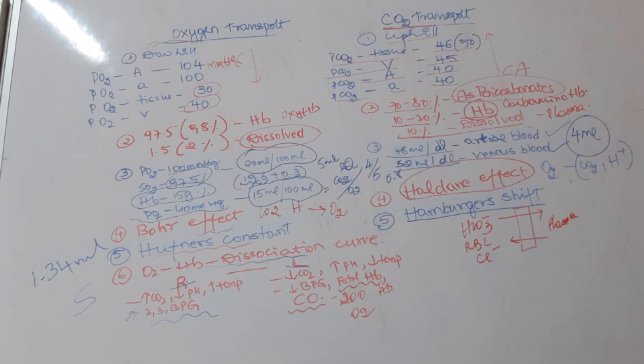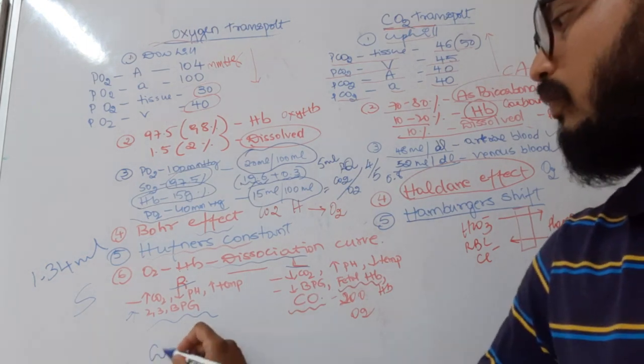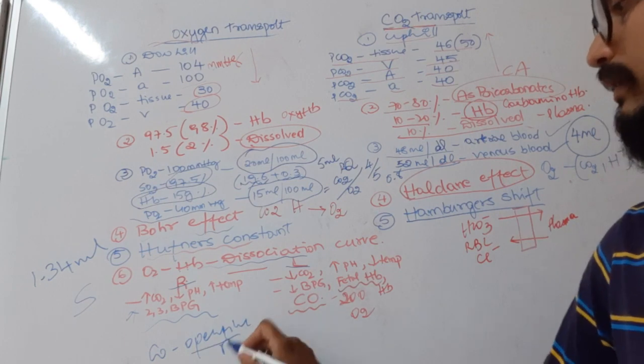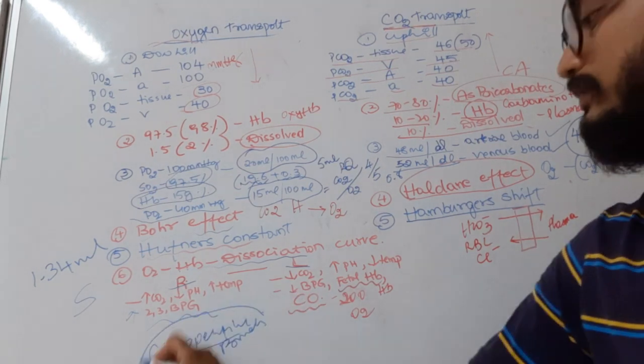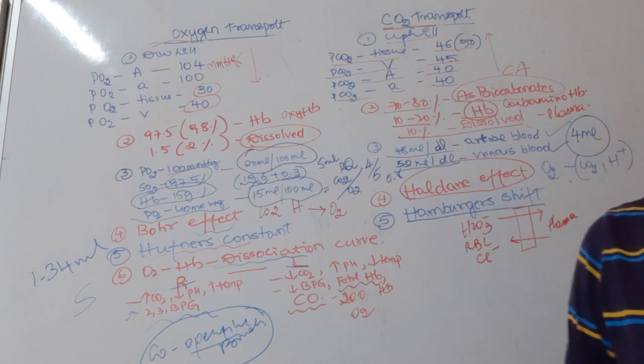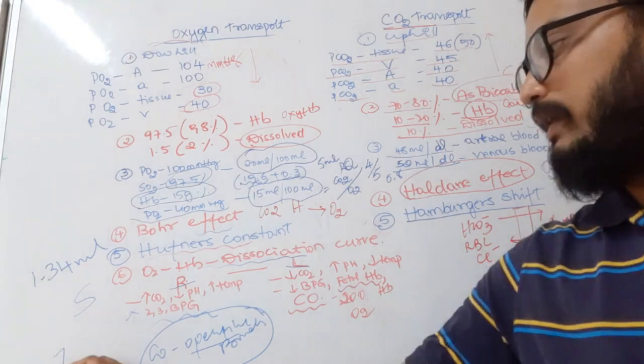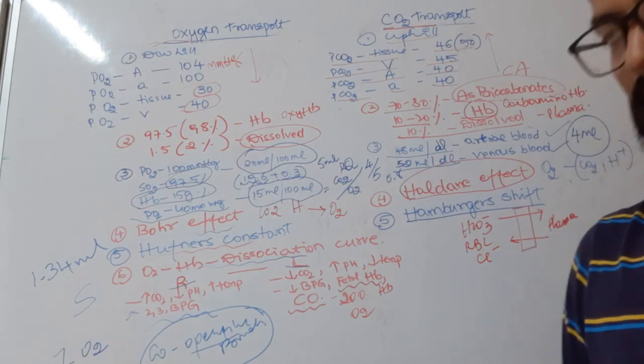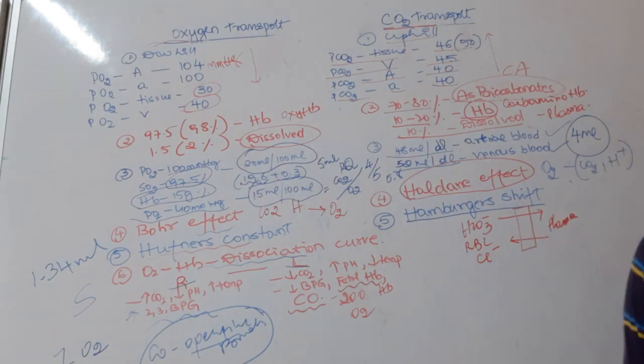We also discussed the concept of cooperativity, or cooperative binding, which is most important in oxygen transport. It explains that if one molecule of oxygen is bound to the iron, it changes the quaternary structure and increases the affinity of the other heme molecules for the attachment of oxygen.